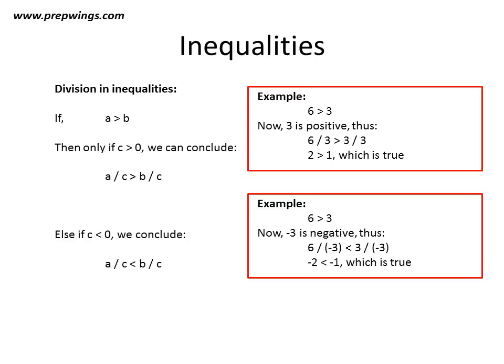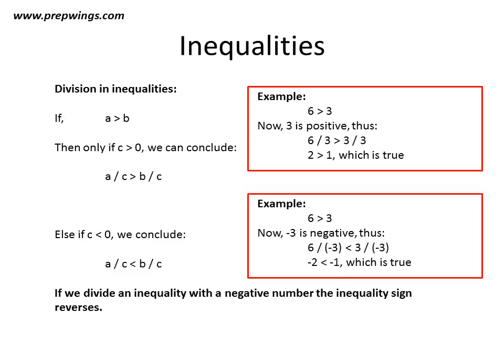Now if we divide this inequality by minus 3, which is negative, then 6 upon minus 3 is minus 2, and 3 upon minus 3 is minus 1, and minus 2 is less than minus 1. So 6 was greater than 3, but if I divide this inequality by a negative number, I get minus 2 less than minus 1. So the inequality sign has reversed. As in multiplication, in division also the inequality sign reverses when we divide an inequality by a negative number.